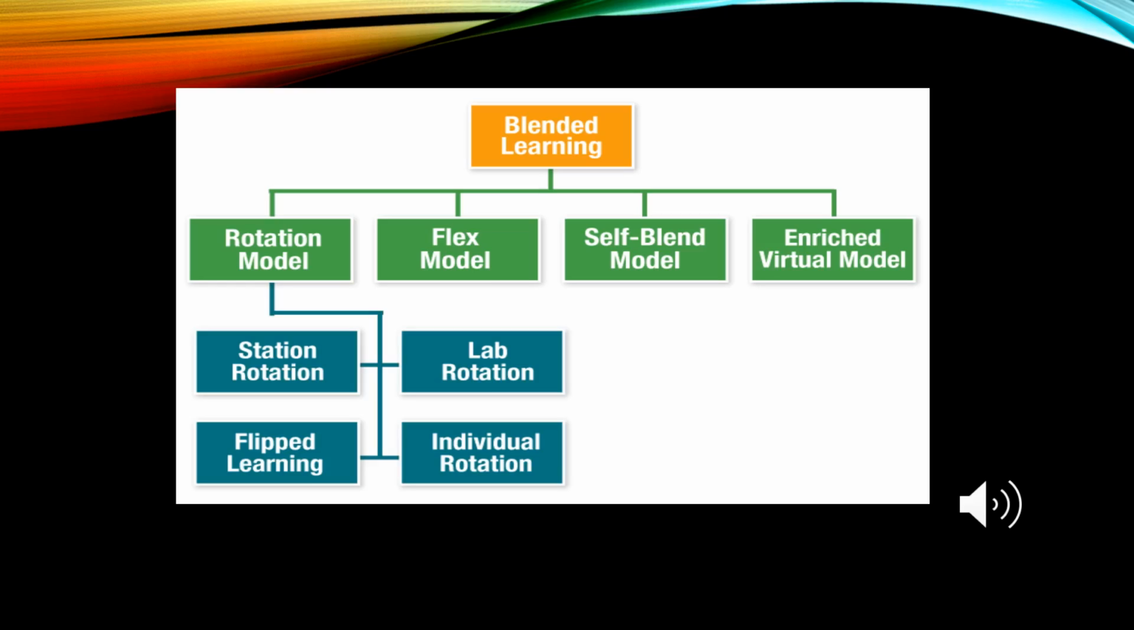The flipped classroom has students learning primarily online outside of the school and then completing projects or working in small groups at school. The individual rotation has students following a set schedule of rotations that personalizes the blended learning experience for each individual student. One way a station rotation can be used is during math time.